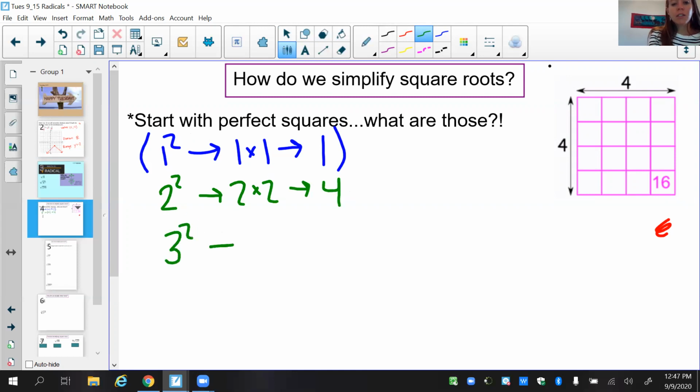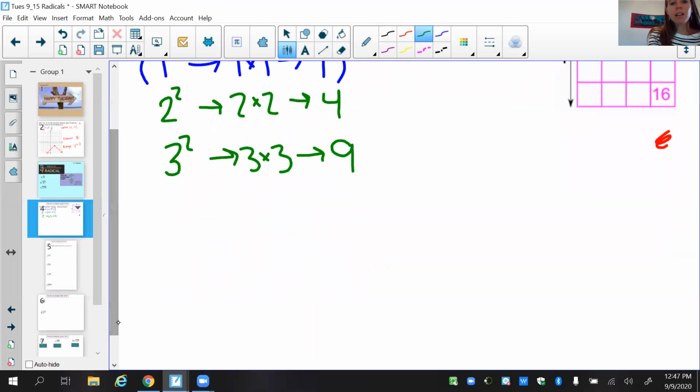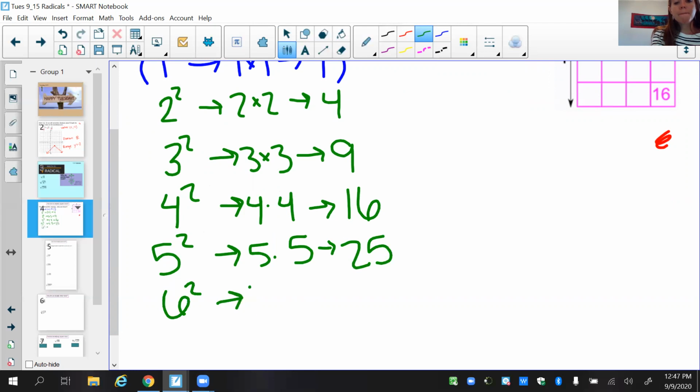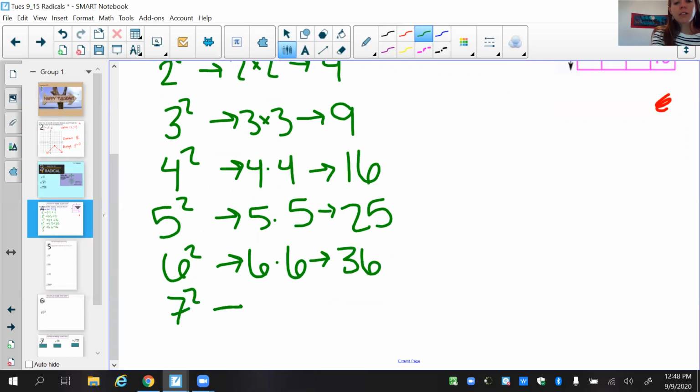3 squared, 3 times 3, that gives me 9. I'm going to make a big long list here. 4 squared, well, we just did that one. 4 times 4, that's 16. 5 squared, 5 times 5 is 25. 6 squared, 6 times 6 is 36. 7 squared, 7 times 7 is 49.